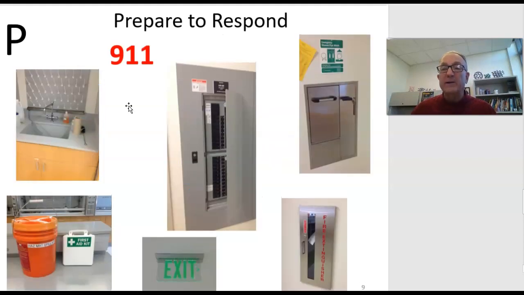And the last letter is P, prepare to respond. Knowing where the sink is, the eye wash fountain, in case you've got a spill or you need to wash something off your hands, or you had a splash on you. Got a spill, you go get the spill kit. A cut, get the first aid kit. Knowing where the exit is is important, where the secondary exit is. Knowing where the electrical supply panel is, in case you've got an electrical fire going, for example, so that you can hit the breaker. And so being prepared to respond is important.